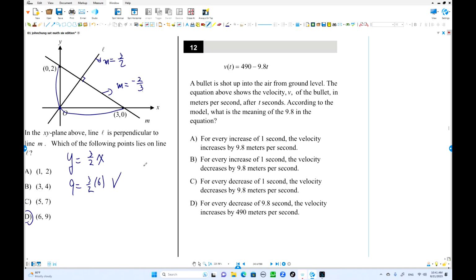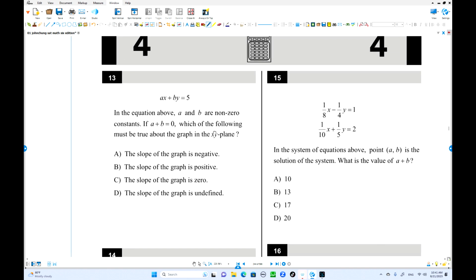Here is number 12. So what is 9.8? You know the graph over here. This is 490, that is the initial, decreasing over here. This slope is negative, okay? When x is increased by 1 unit, that is a decrease, that's the slope. Increase by 1, the slope is a decrease, okay? That's the answer, okay? If this is decreased over here, what is the increase, okay? The number 13.